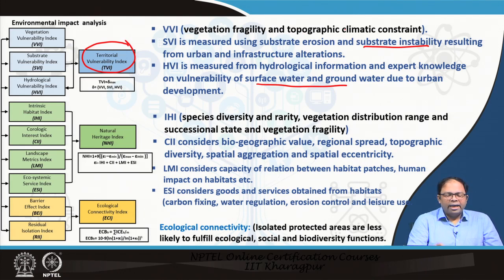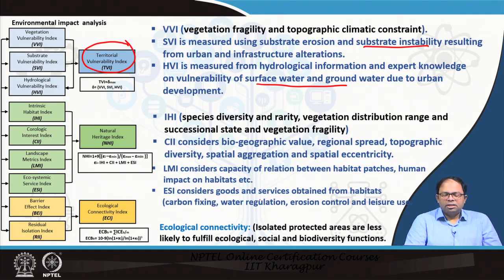And then IHI, where we talk about species diversity and rarity, vegetation distribution range, succession range and vegetation fragility, that is, how new species or new generations are going to succeed, or what the fragility level of that particular vegetation is. Then the Corologic Index considers biogeographical values, the spread, topographic diversity, spatial aggregation, and spatial eccentricity. And LMI considers the capacity of relation between habitat patches, human impacts on habitats, and so on.